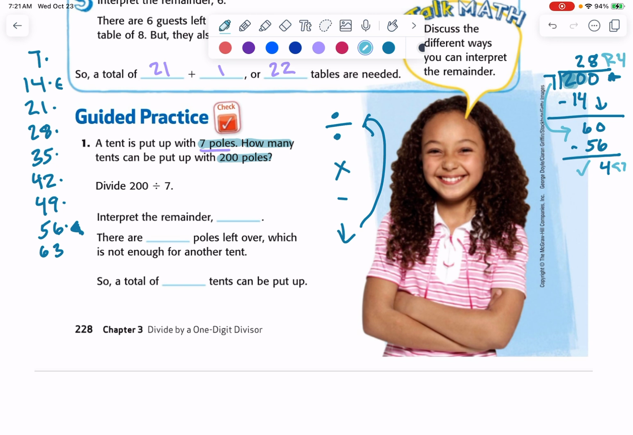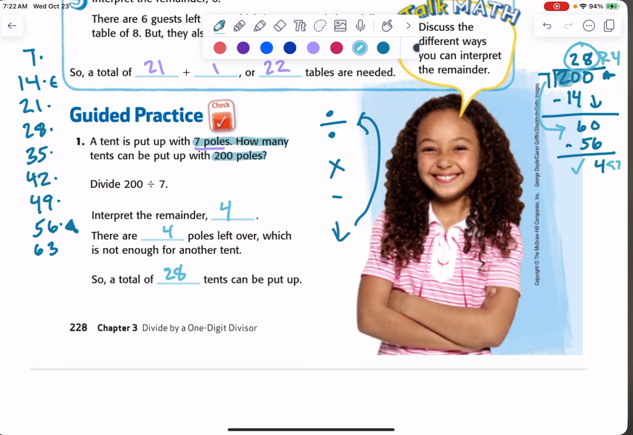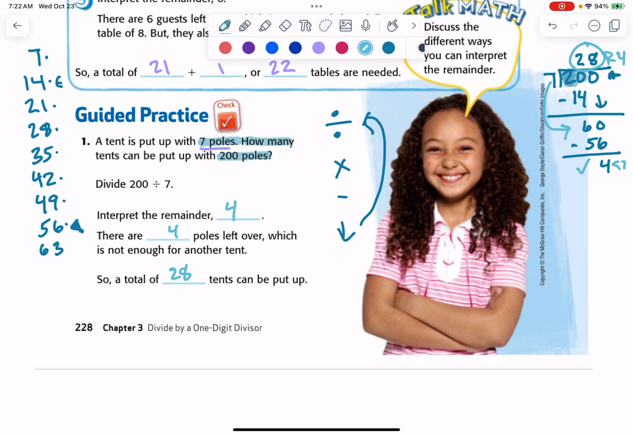Okay. So let's interpret the remainder of 4. There are 4 poles left over, which is not enough for another tent. So a total of 28 tents can be put up. And the 4 extra poles, I don't know what to do with them. Maybe we can save them as spares because sometimes tent poles break if there's a strong wind.